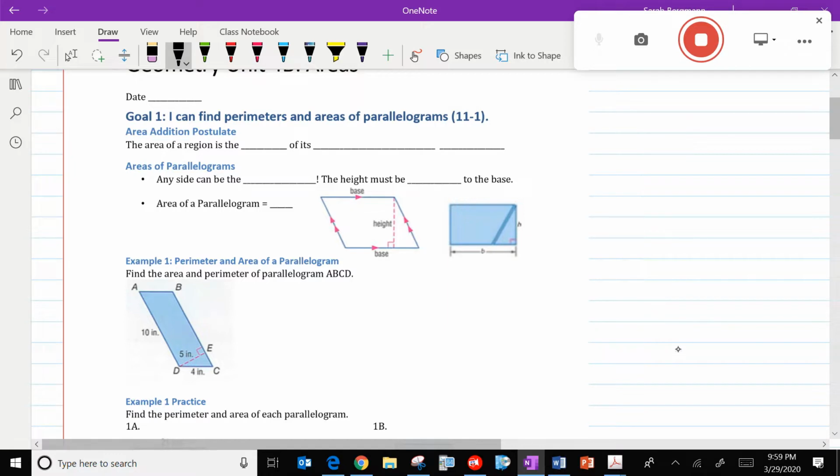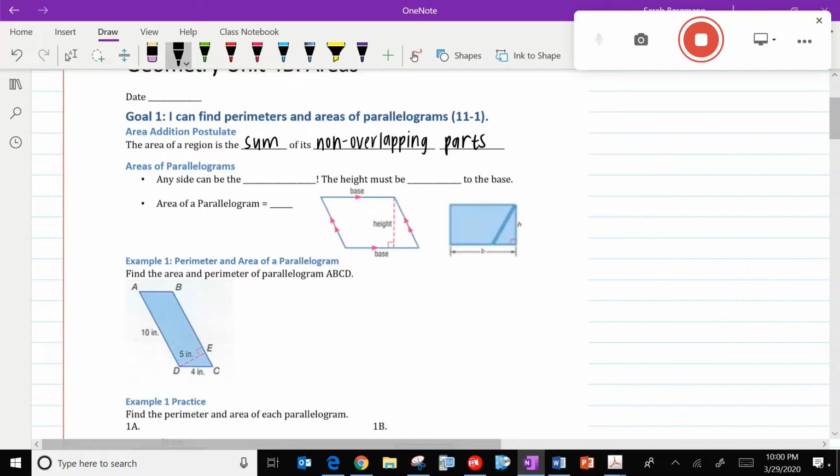So first we have the area addition postulate. What it says is that the area of a region is the sum of its non-overlapping parts. This will be important later on in the chapter.